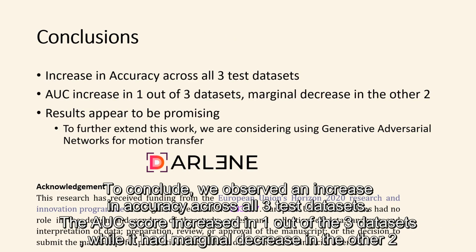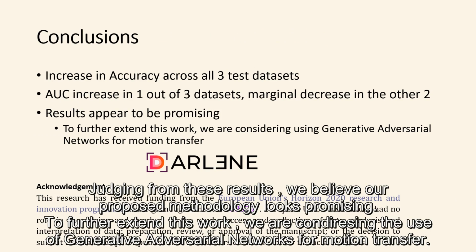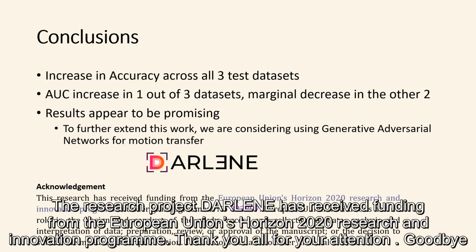To conclude, we observed an increase in accuracy across all 3 test datasets. The AUC score increased in 1 out of the 3 datasets, while it had a marginal decrease in the other 2. Judging from these results, we believe our proposed methodology looks promising. To further extend this work, we are considering the use of generative adversarial networks for motion transfer.